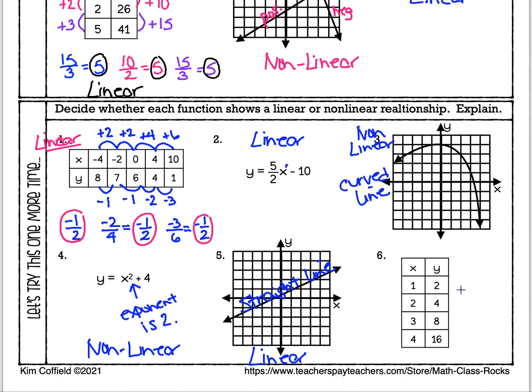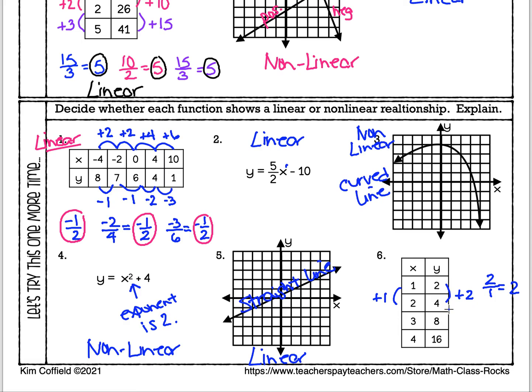Number 6, we've got another table here. So let's figure out some change in y over change in x. From 2 to 4, we're adding a 2. And from 1 to 2, we're adding 1. So our slope is 2 over 1, or our rate of change is 2 over 1. I'll write it on the side here. 2 over 1 equals 2.